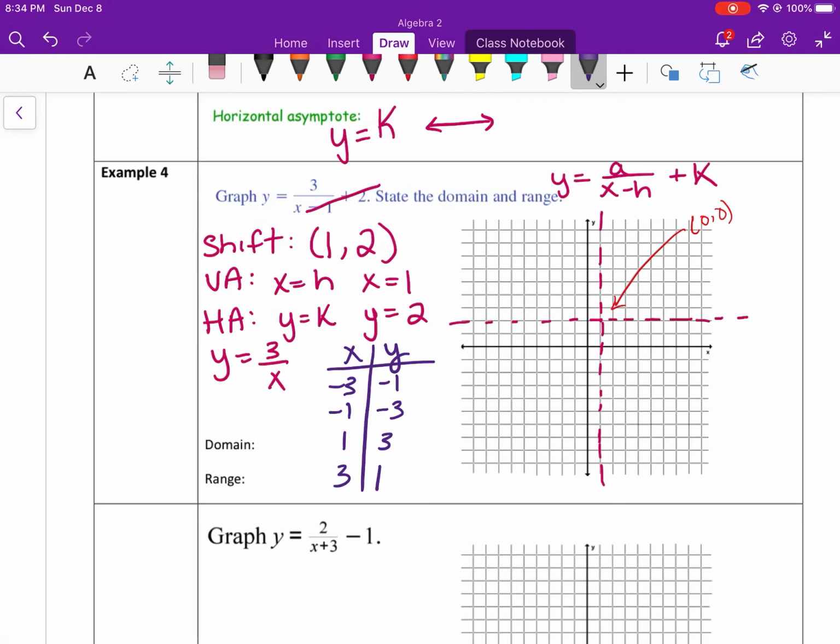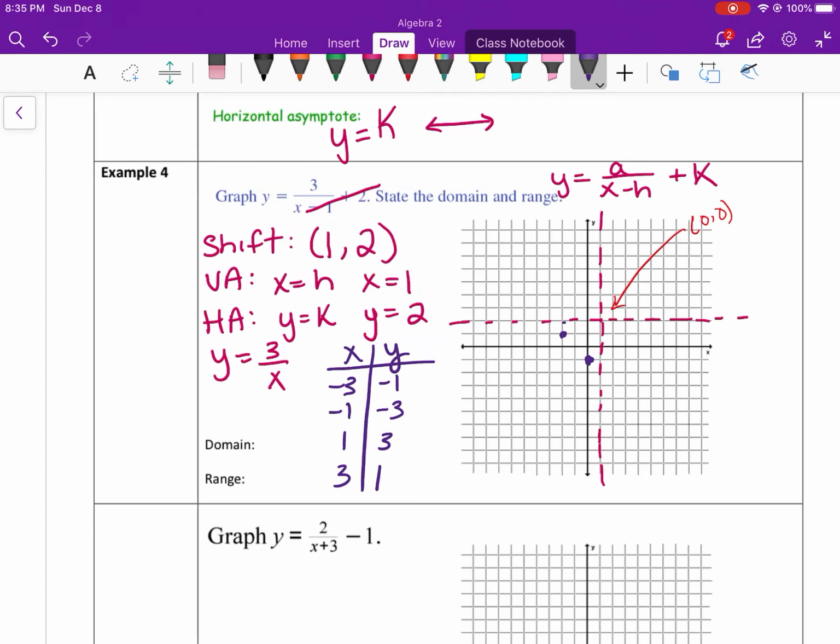Then I'm going to graph these points, but I'm going to graph them from this point 1, 2. So going to my shifted point, I go to the left 3, then down 1. There's my -3, 1, which is actually the point -2, 1. But with my shift, it's the point -3, -1. Then I graph -1, -3. And these two will make one branch of my hyperbola.